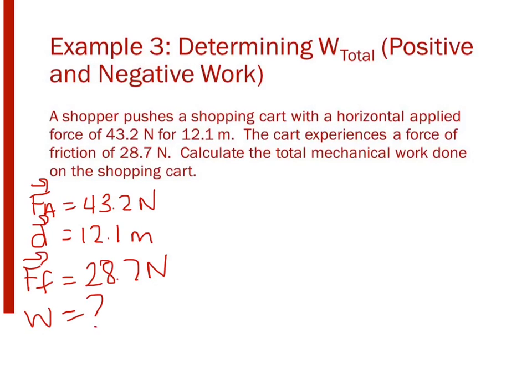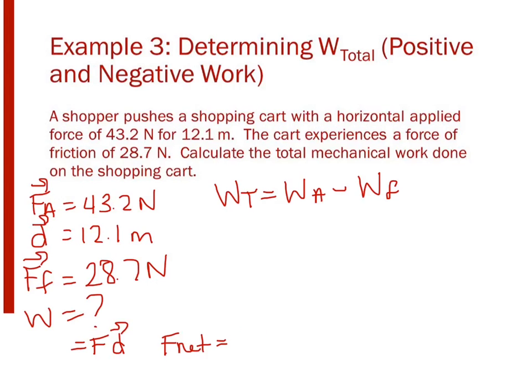So you have two options here. You could use this formula, where you would go back and calculate your work, which again is calculated with F times D. So we could do 43.2 times 12.1, that would give us our applied work, and we could do 28.7 times 12.1 to get our friction and then subtract them. Or we could solve for an F net first by doing 43.2 minus 28.7.